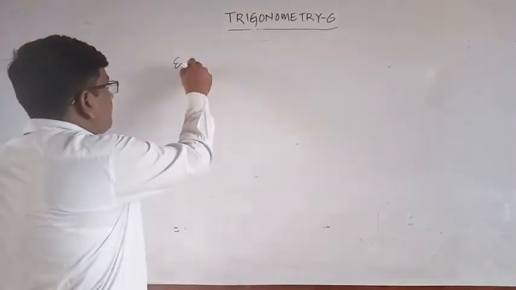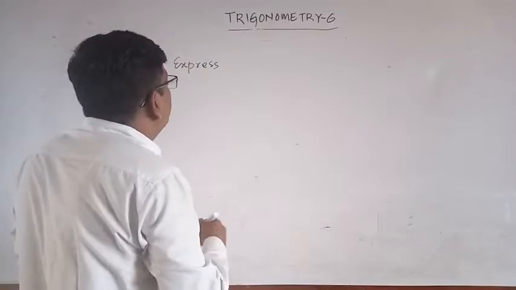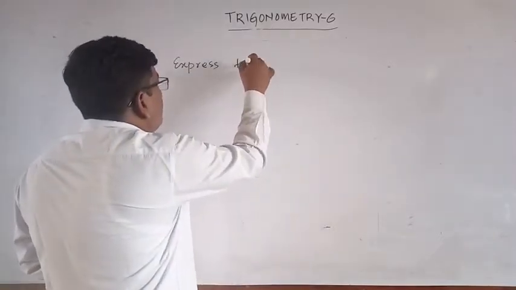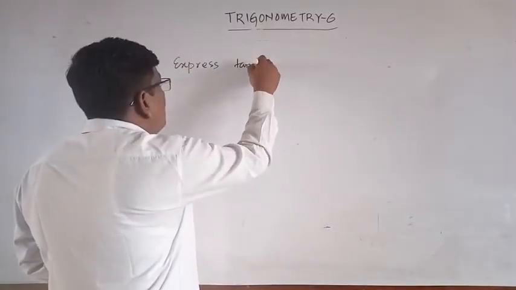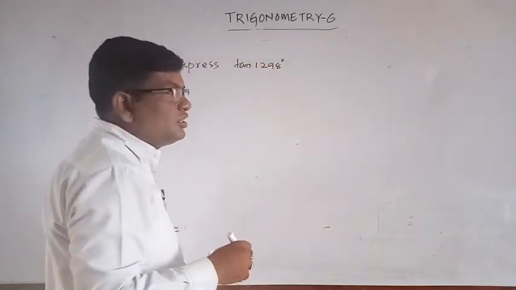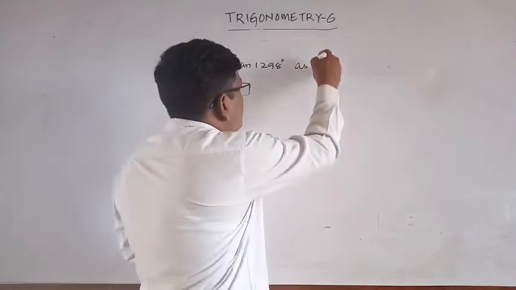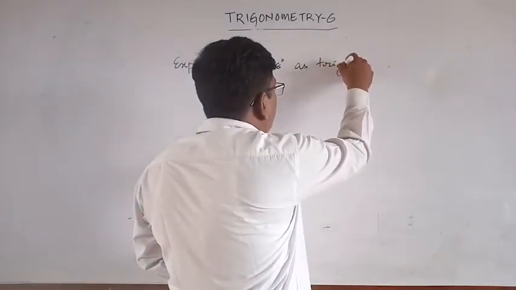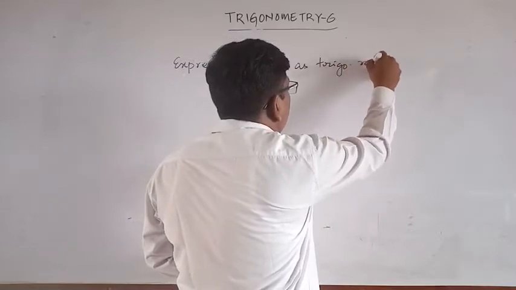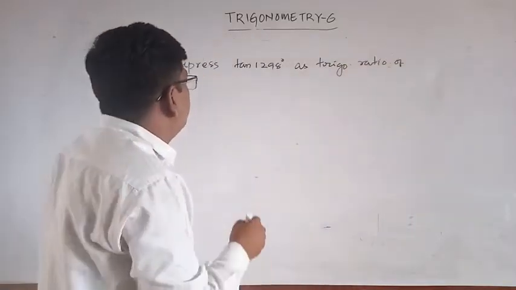Okay, now another question. Express 1298 degree as a trigonometric ratio of some acute angle.